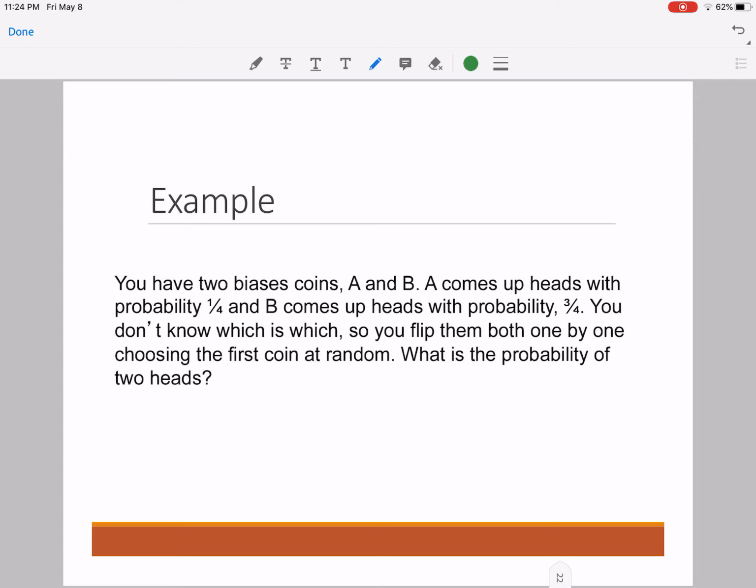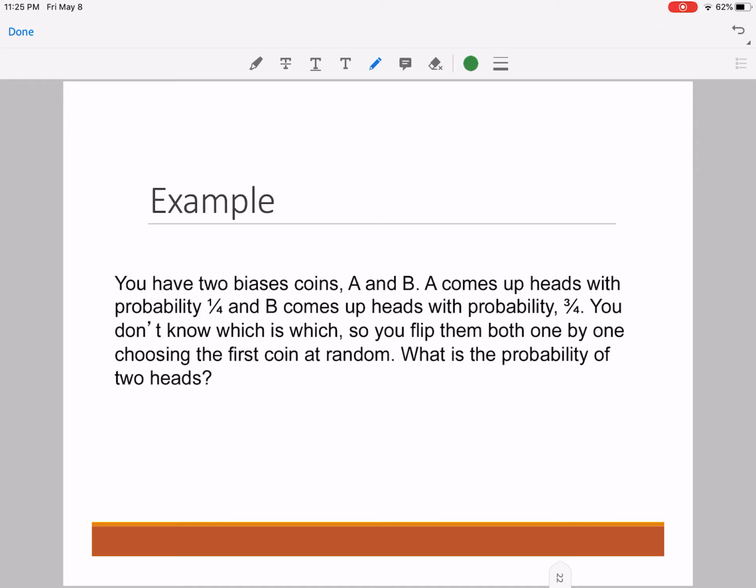As an example, let's work on one more problem. Let me show you one more problem as an example so that tree diagrams are finely ingrained in your minds. And then I'll give you a problem to solve for your Thursday's class. In this example, let's say that you have two biased coins A and B. A comes up heads with probability 1/4 and B comes up heads with probability 3/4. You do not know which is which, so you flip them both one by one, choosing the first coin at random. What is the probability of two heads?